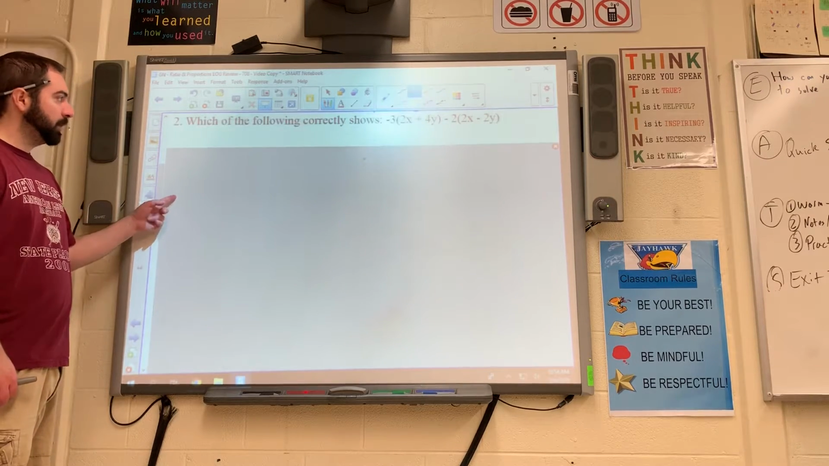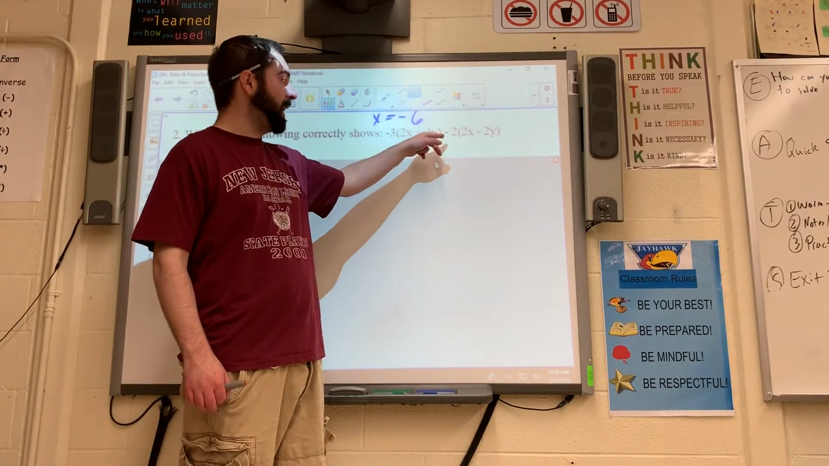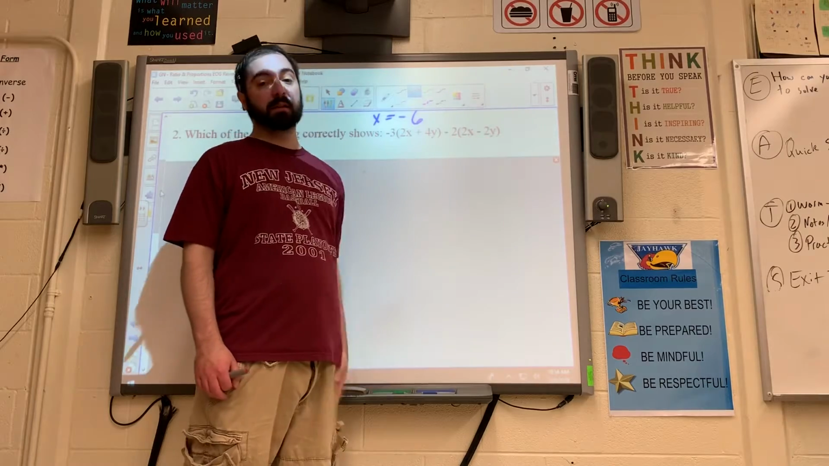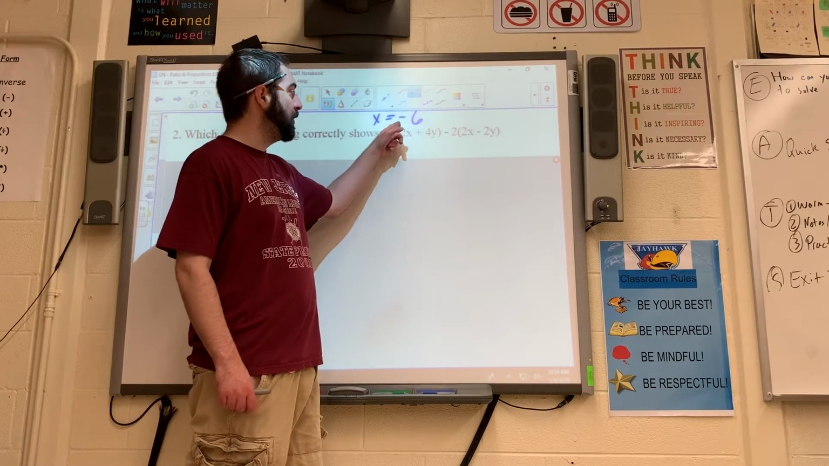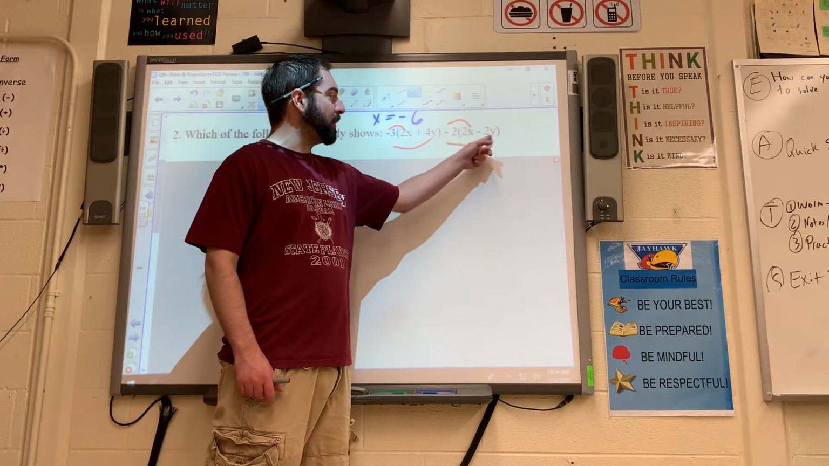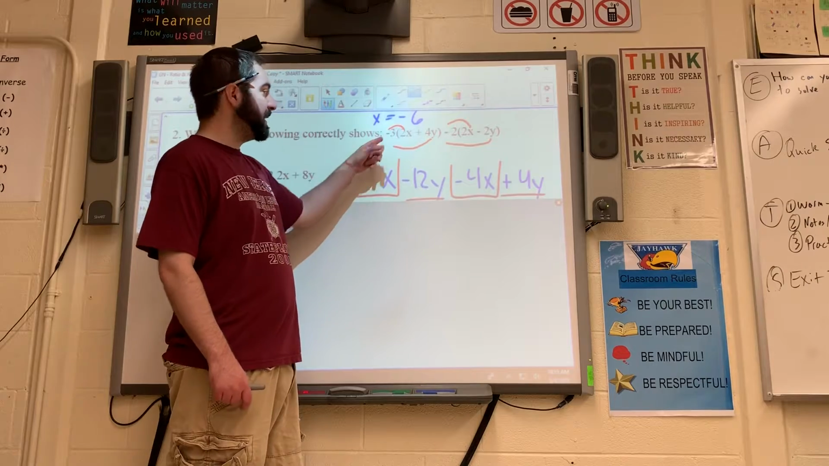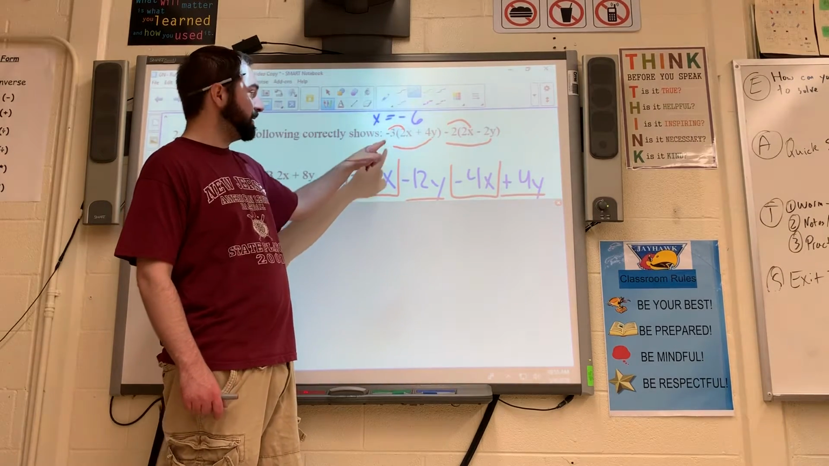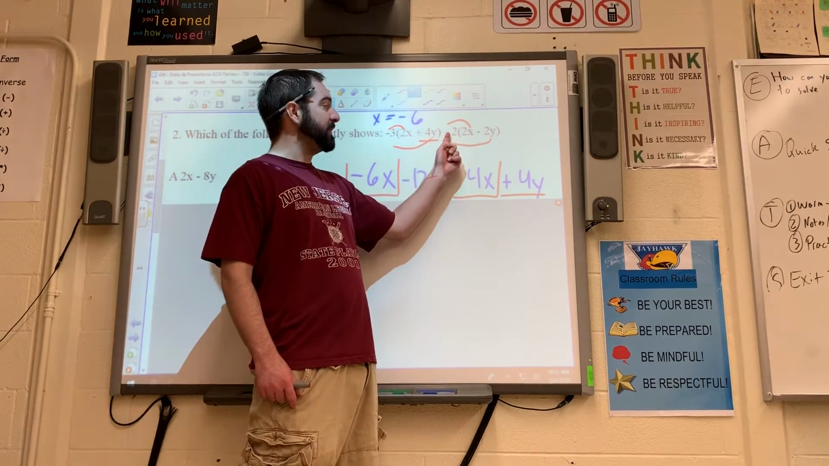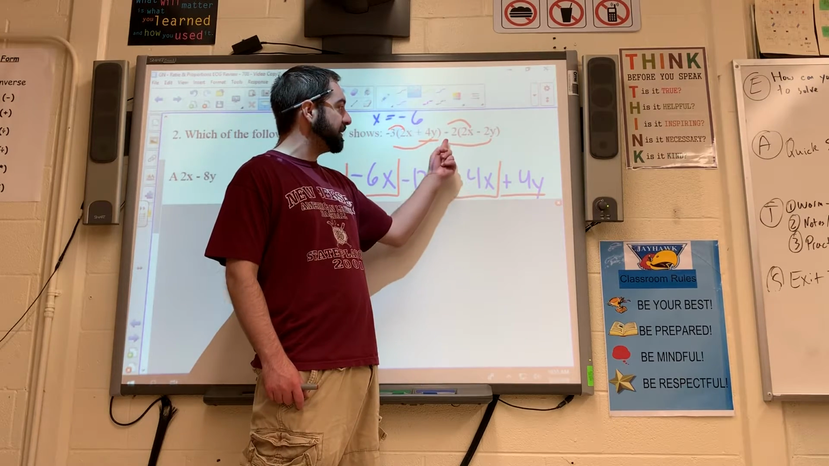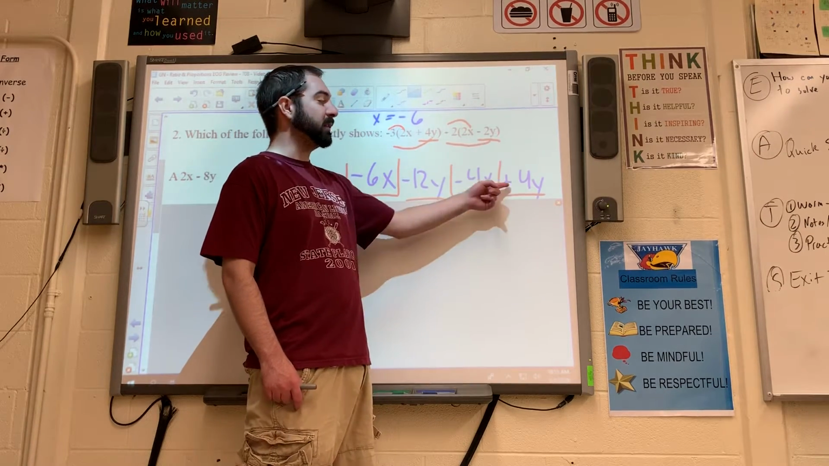Number 2, which of the following correctly shows negative 3x times the quantity 2x plus 4y, minus 2 times the quantity 2x minus 3 or 2y? First up, I have 2 over-unders, 2 distribution problems. First one, I'm over-undering the negative 3. The second part, I'm over-undering a negative 2. So be careful that you see your positives and your negatives. First up, negative 3 times 2x is negative 6x. Negative 3 times positive 4y is negative 12y. The second half of the problem, negative 2 times 2x is negative 4x. Negative 2 times negative 2y, again representing that as a negative 2y, is positive 4y.